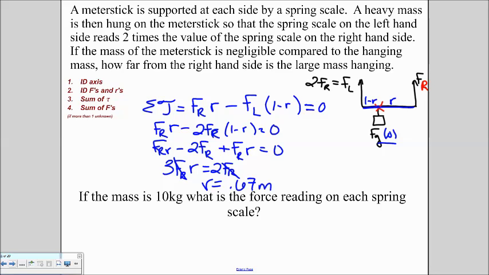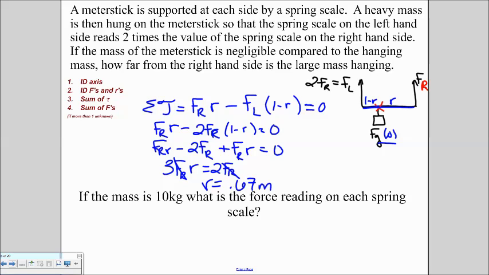Now, if the mass is 10 kilograms, what's the force of gravity, and what's the force reading on each one? We know that the one is twice as big, but we don't know the force in it. This is when we start looking at number 4, because we can't do it with the sum of torques. We've already done sum of torques. We did 1, 2, 3. We got everything we could from it. We didn't get enough. So now we have to look at the second one.